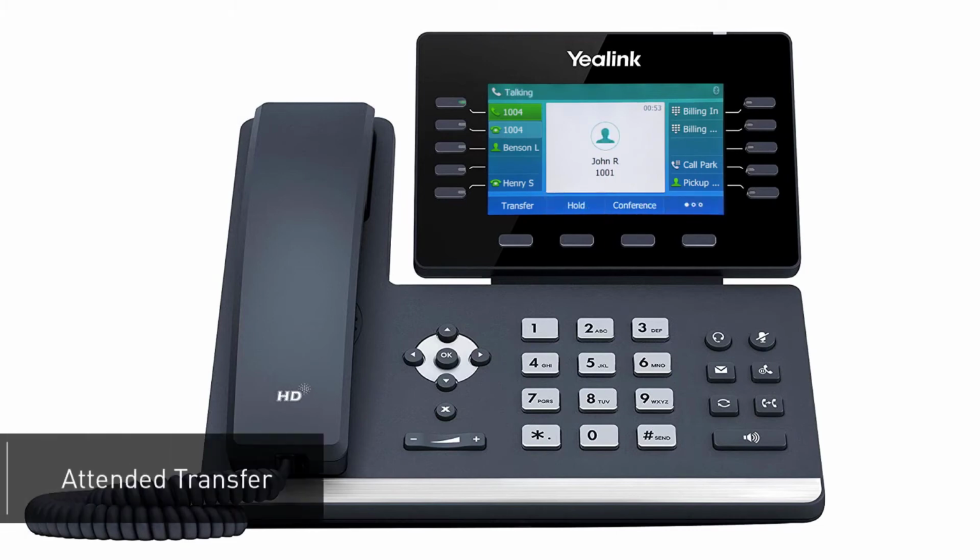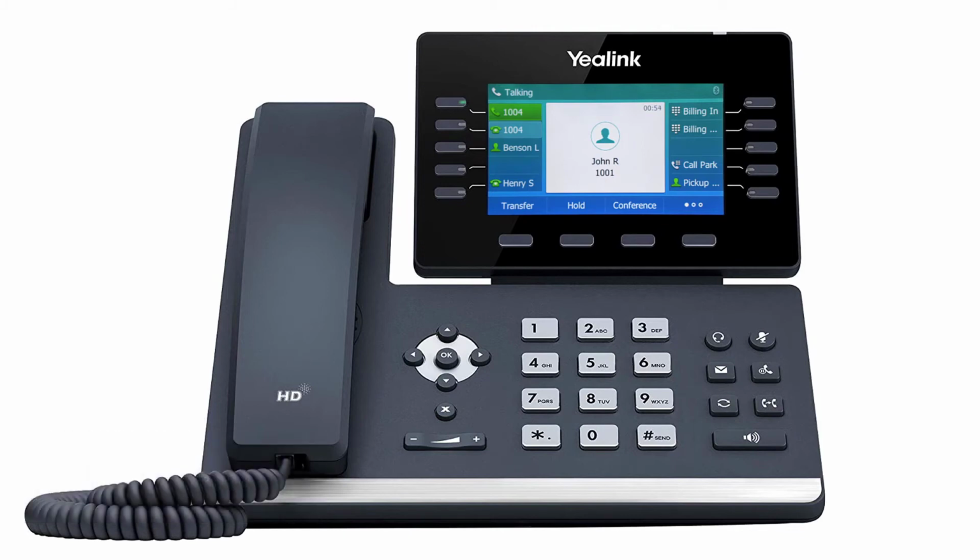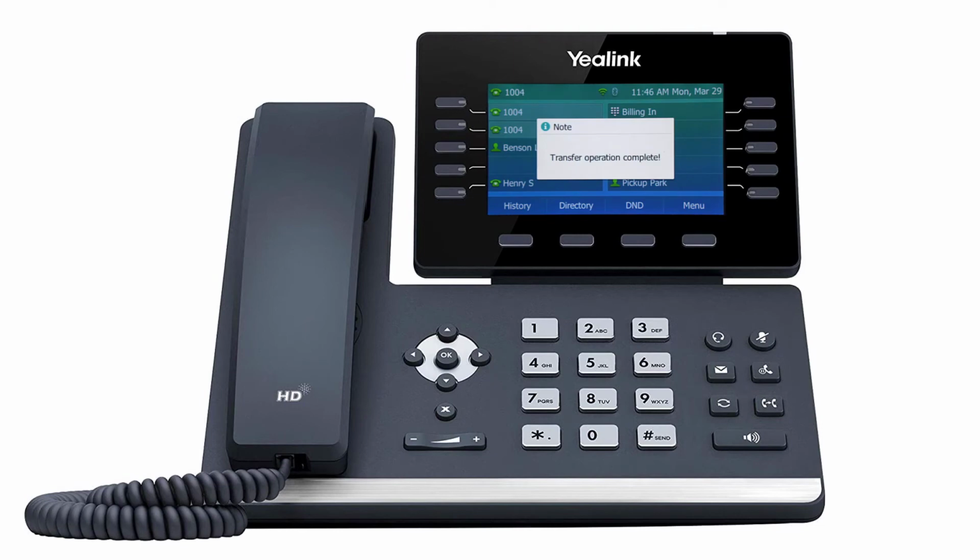A warm or attended transfer allows you to consult with the party to which you are sending the call before completing the transfer. On the bottom of the screen, press the transfer soft key. This will place the caller on hold. Dial the number or extension you wish to transfer to and wait for the party to answer the call. After your deliberations, you can complete the transfer by pressing the transfer key again or simply hanging up your phone, and the call will be immediately connected to the second party.